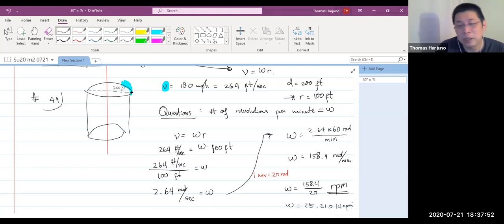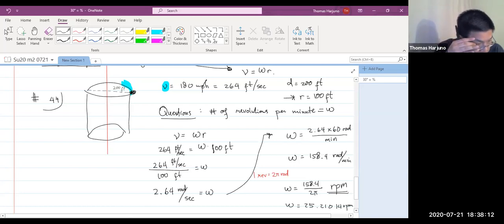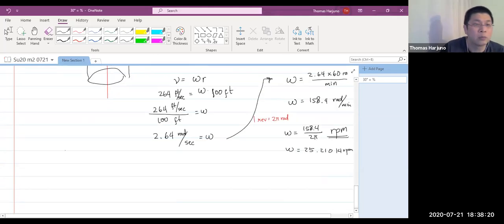So imagine if you are actually at the perimeter of the tornado and you are being flown. Then in 1 minute you flew around the axis of the tornado approximately 25.2 times. Okay, that's for number 44. Number 48.